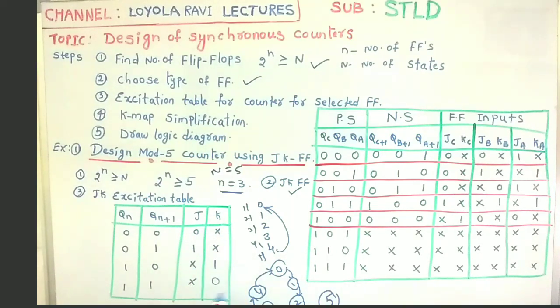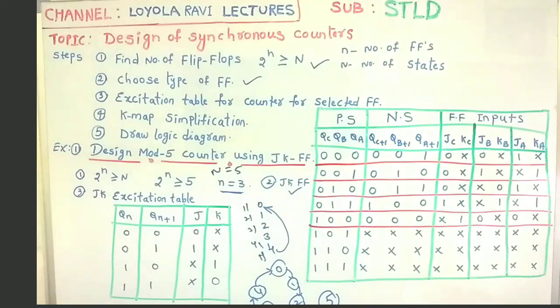What about the corresponding flip-flop inputs? These are all flip-flop inputs. When J is equal to 0 and K is equal to don't care, it may be 0 or 1, then it goes 0 to 0. And 0 to 1, 1 to 0, 1 to 1. Already we know the excitation table of the JK flip-flop. We must know the excitation table and truth table, then only can we design any counter. Otherwise this is impossible for everyone.